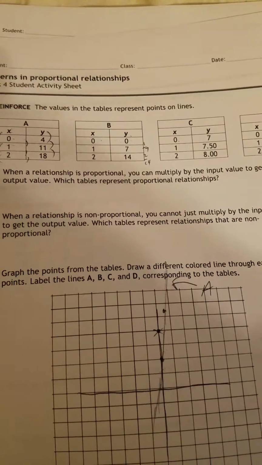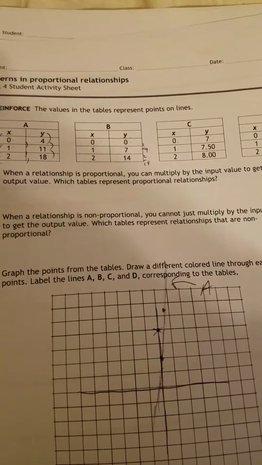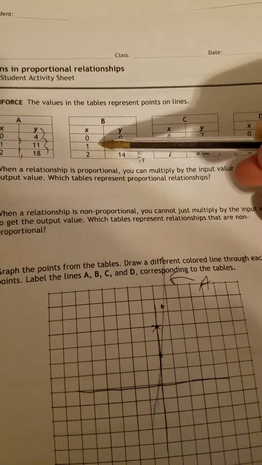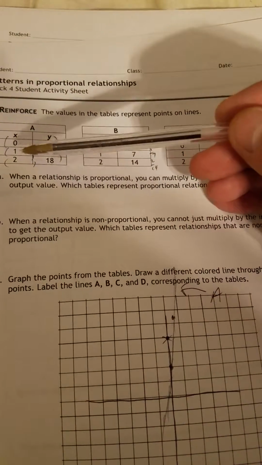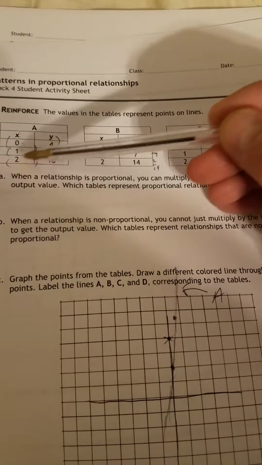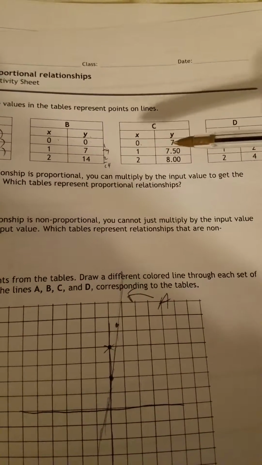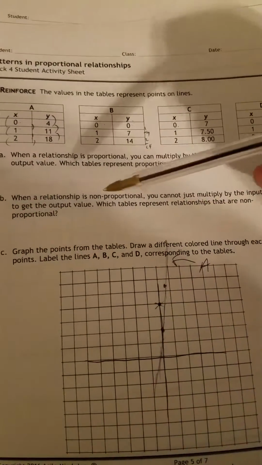If I was to plug in a 1, I would get 7. If I plug in a 2, I would get 14, and those are all proportional relationships. The other reason was that the ratios were all equivalent all the way through. If you looked at A and C, 1/11th is not the same as 2/18ths. For C, 1 over 7.5 is not the same as 2 over 8. Okay, so hopefully that makes sense.